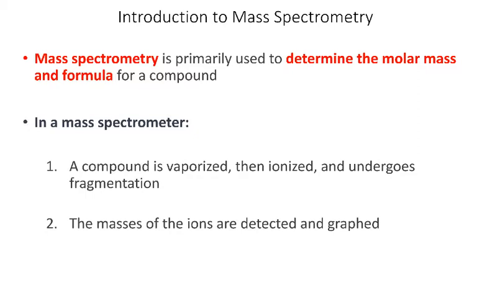So mass spectrometry is primarily used to determine the molar mass of a compound and also helping to determine its formula. What happens in a mass spectrometer is the compound is vaporized and then ionized, and then it breaks up into fragments. And then the masses of the ions of these fragments are then detected and graphed.